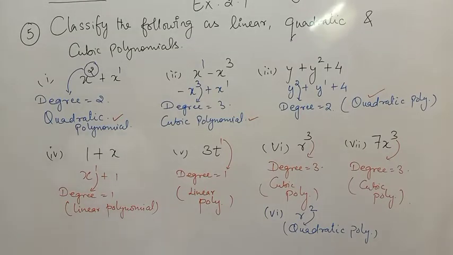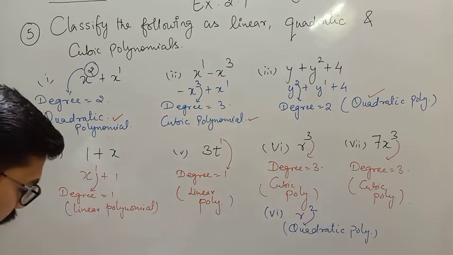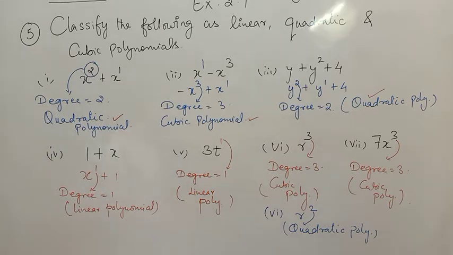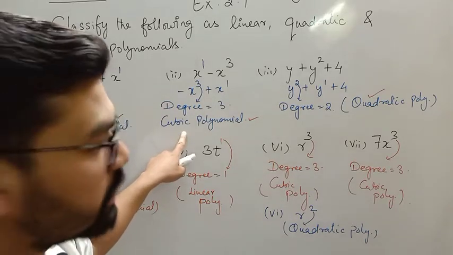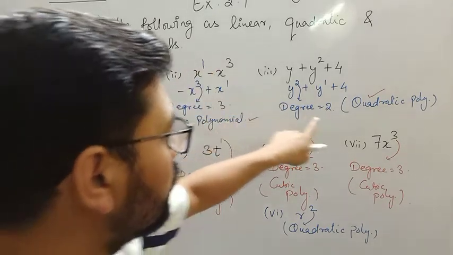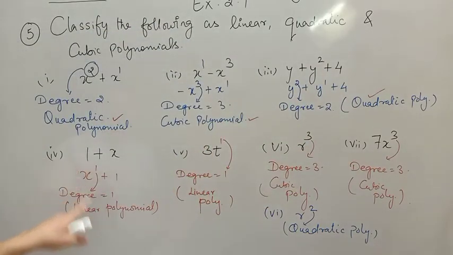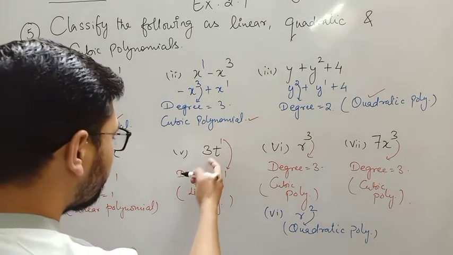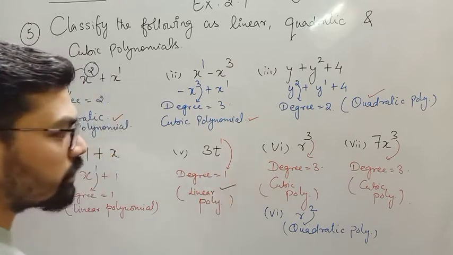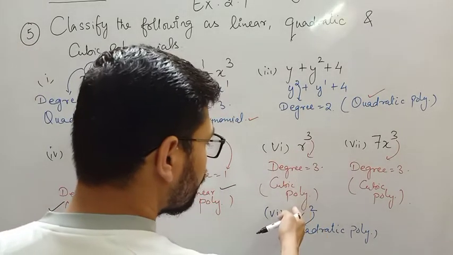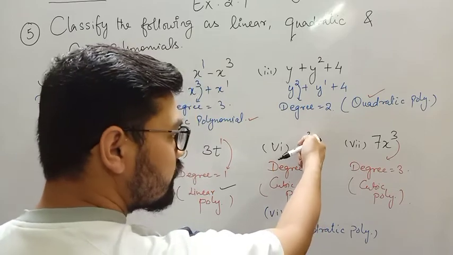So in this way exercise 2.1 is completed. Only question number 3 I have not covered because it's homework for you all. So this is a quadratic polynomial, and the reason is highest degree is 2. So this is cubic, the reason is highest degree is 3. This is a quadratic polynomial, the reason is the highest degree is 2. Again it's a linear polynomial, the reason is highest degree is 1. This is again a linear polynomial, the reason is degree is equal to 1. This is a cubic polynomial, the reason is highest power is 3.